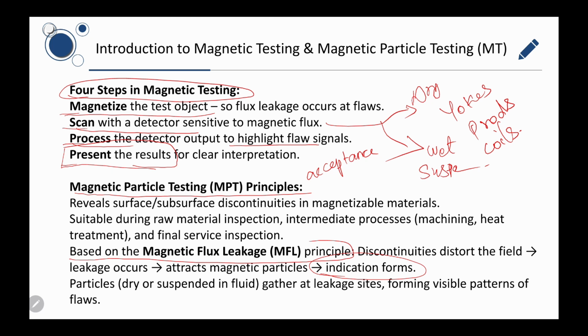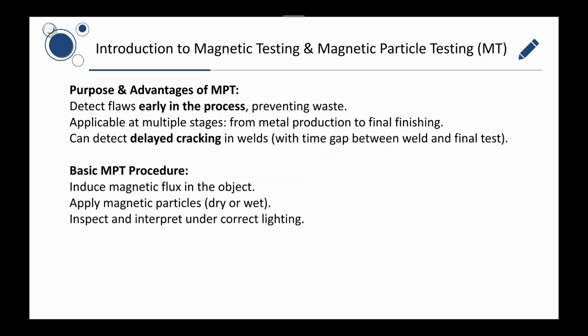Particles can be dry or wet suspension, colored or fluorescent, and they reveal cracks, laps, seams or porosities, forming visible patterns of flaws. This simple process makes magnetic particle testing fast, visible and reliable for detecting surface and near surface flaws in steel. Let's move on to the next topic.